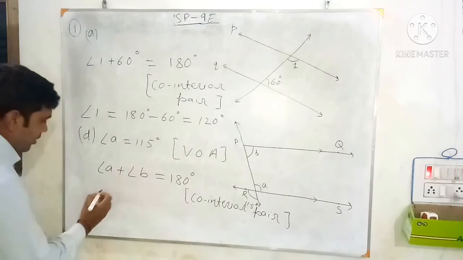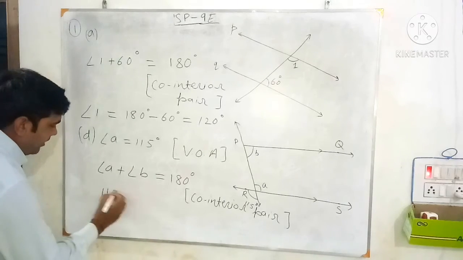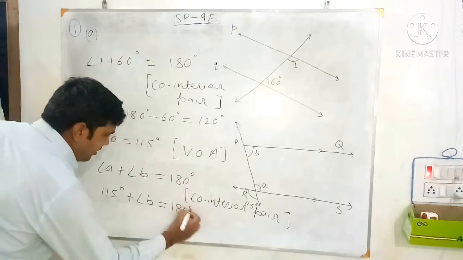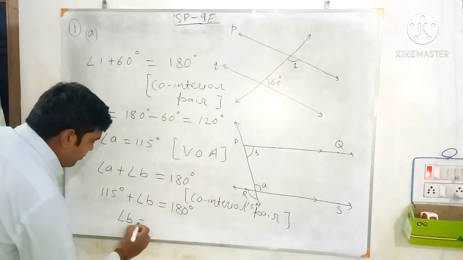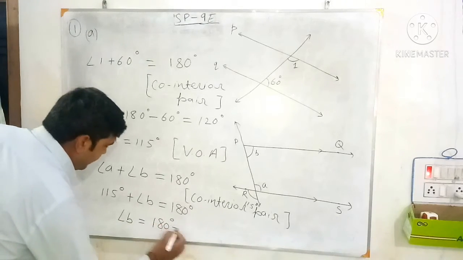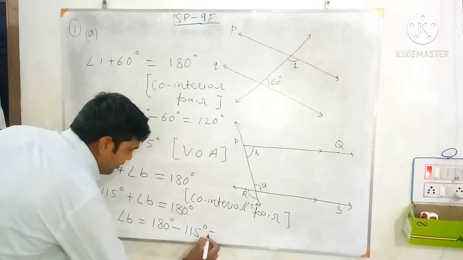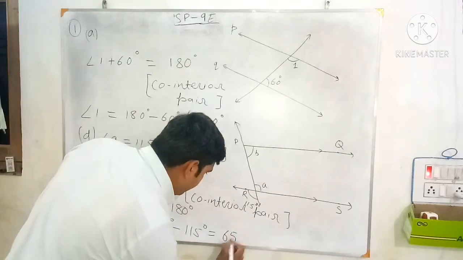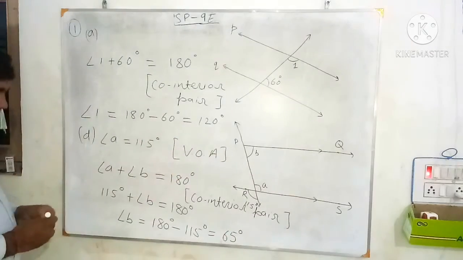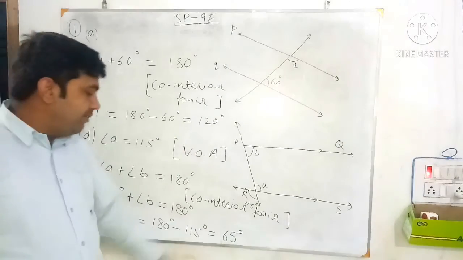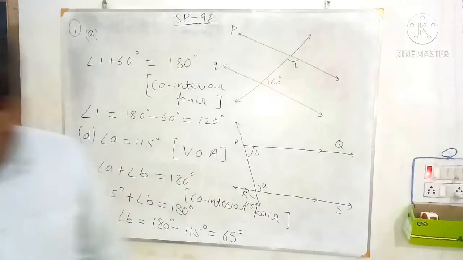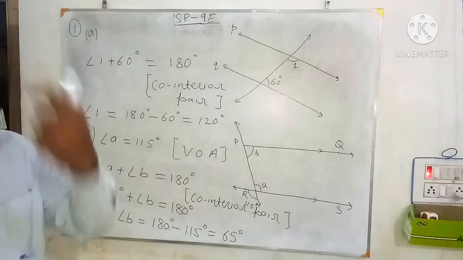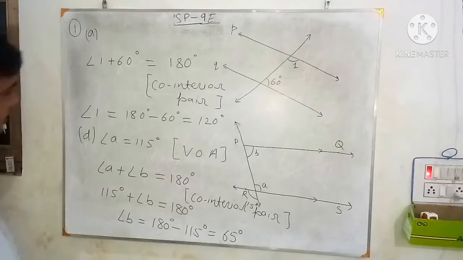Now angle A value is 115 degree plus angle B is equals to 180 degree. Now angle B is equals to 180 degree minus 115 degree. So that will give you 65 degree. So the measurement of angle B will be 65 degree. Similarly, you can do E. Now we do the next question number F. E, I am leaving as homework for you.